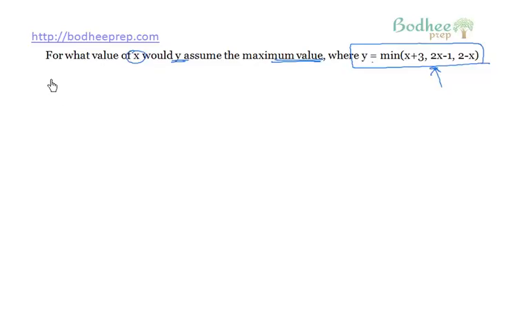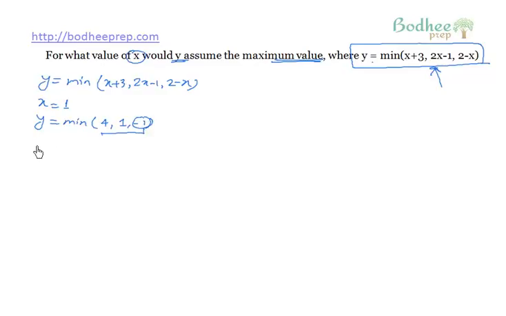Suppose y is the minimum of x plus 3, 2x minus 1, and 2 minus x. Suppose I take the value of x to be 1, then what will be the value of y? It will be the minimum of 1 plus 3, that is 4, then 1, and this will be minus 1. So the value of y will be the minimum among these three values, which is minus 1. So the value of y for x equal to 1 will be minus 1. This is the interpretation of such a function.